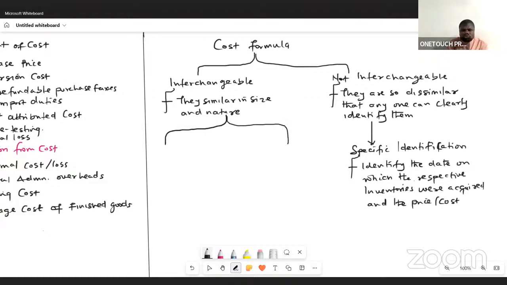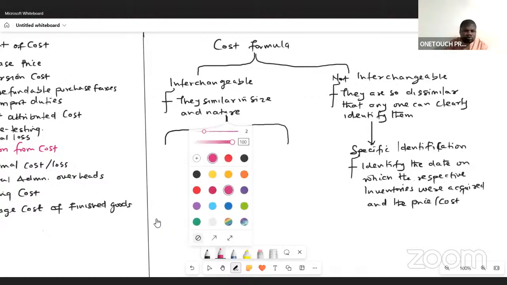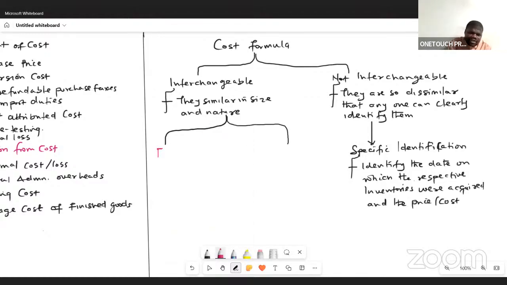So for interchangeable items, the standard requires you to choose between two methods. That is the FIFO, first in, first out, and the weighted average method. So this one is the same as the one you know in FA. The weighted average method. Very, very simple.